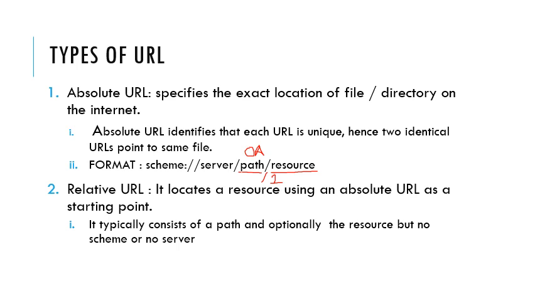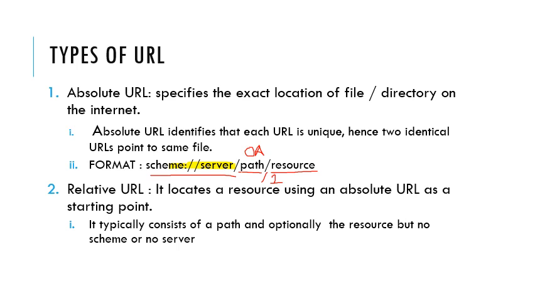In the case of a relative URL, this part is not there. Rainbow Public School Samiti will not be there. It is omitted, because it is understood in this case that we are browsing a particular website, so we do not need to repeat, say, google.com. We will just highlight slash path slash resource.